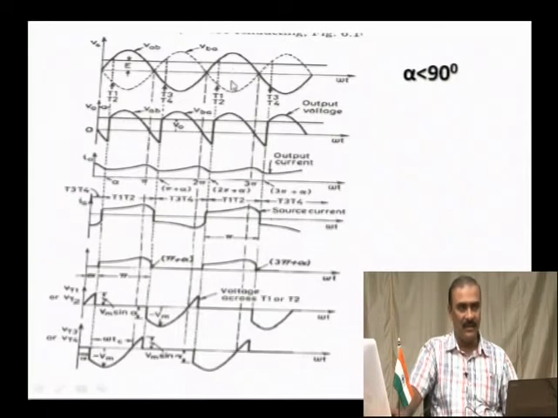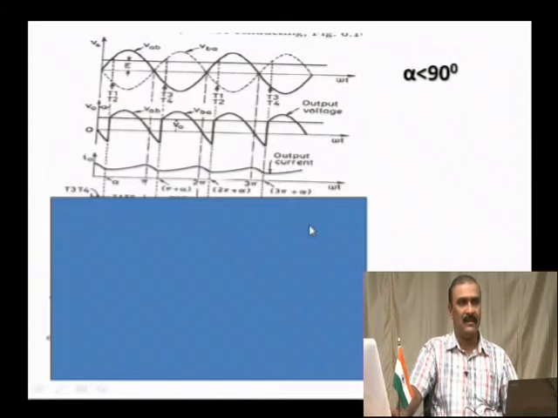So these three are important with the assumption and how your circuit is operating for alpha less than 90 degree. Then see, that's what I have blocked this, you have to write only this much.